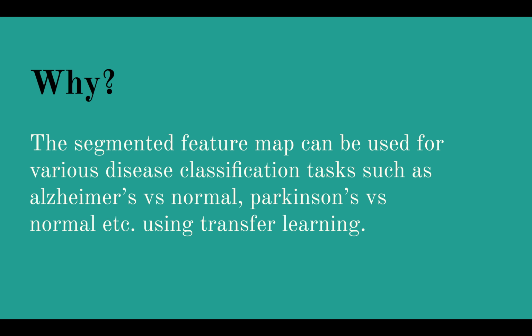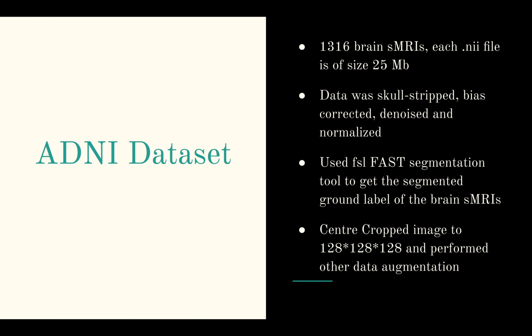So one way we can use this feature map is for different classification tasks, such as Alzheimer's versus normal, Parkinson's versus normal, etc., using transfer learning. We can also extend the model that produces this feature map for the regression task of predicting cognitive scores of the patients. Let's talk about data preparation and data preprocessing.